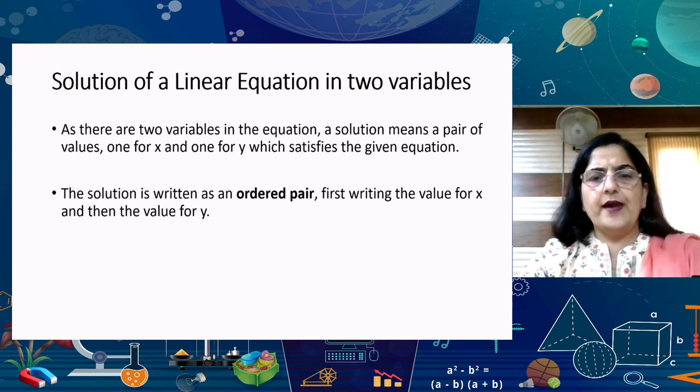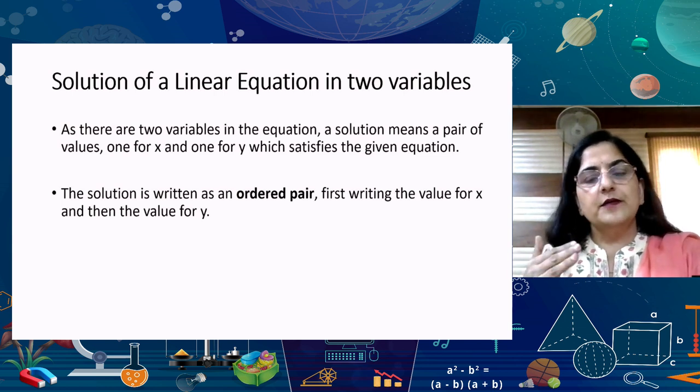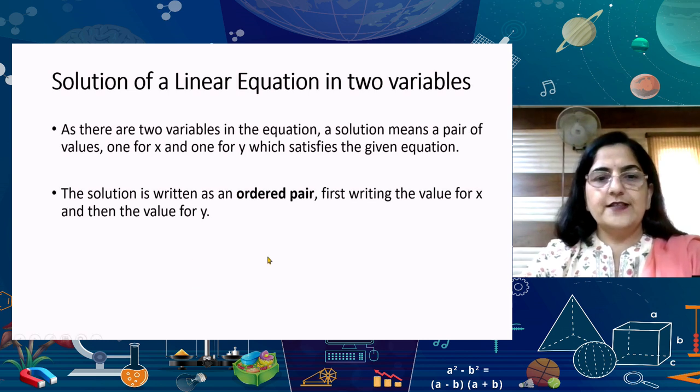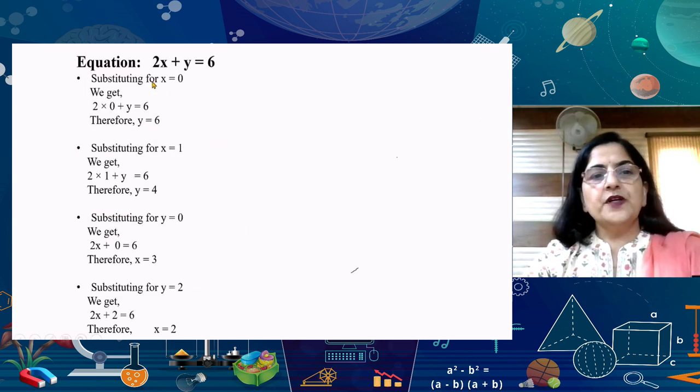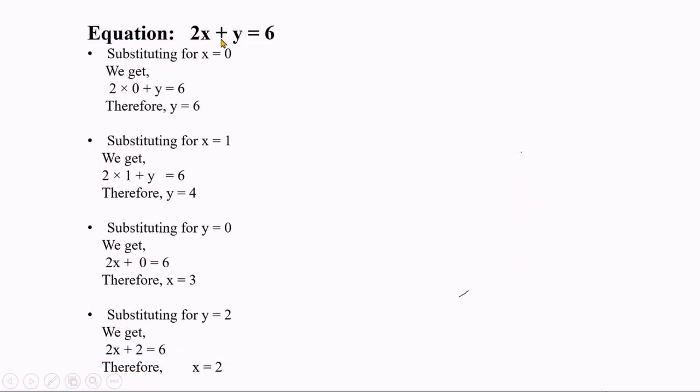Ordered pair and Cartesian plane, all the students have some idea about it from the previous chapters. So let's come further. There's an equation 2X plus Y is equal to 6. What we are doing over here is finding the solution of a linear equation in two variables algebraically. Then we are going to see what is the geometric representation of that.